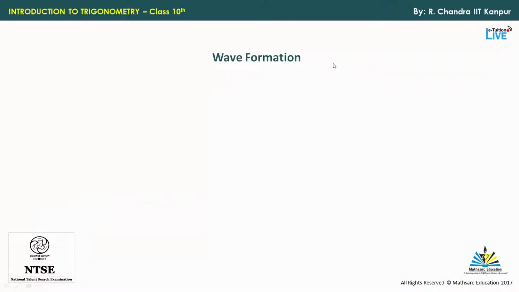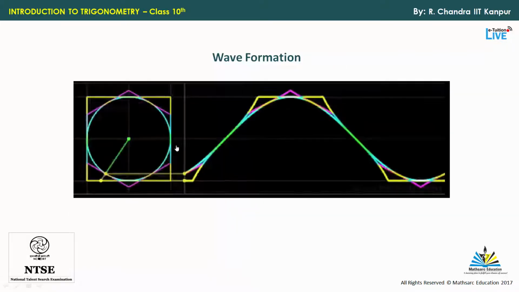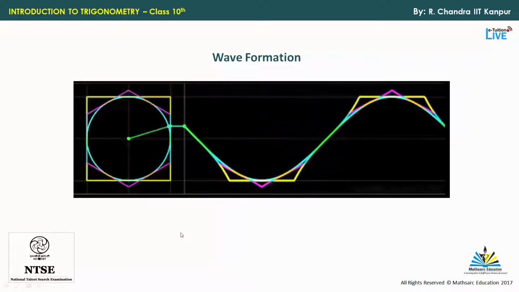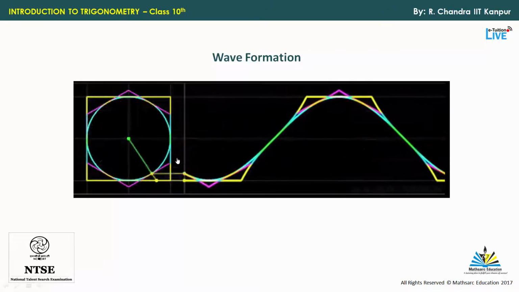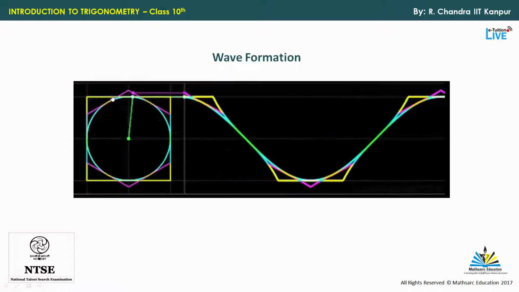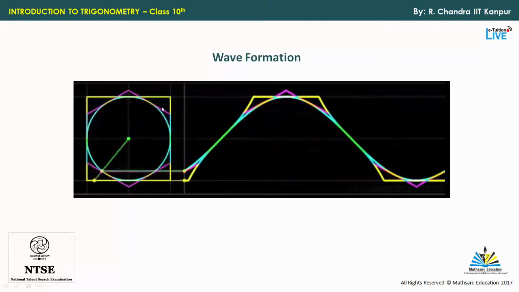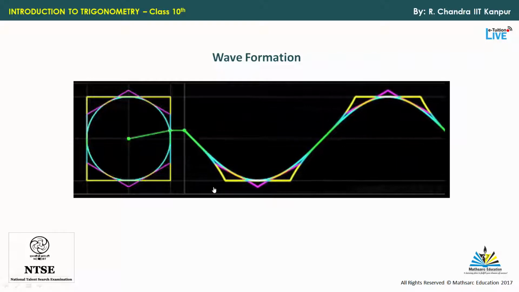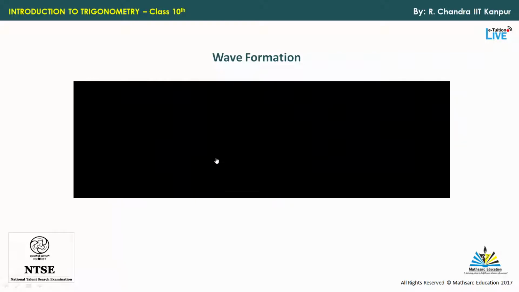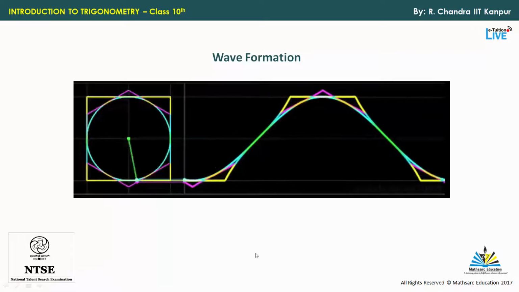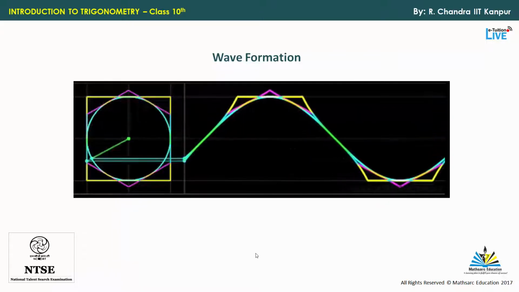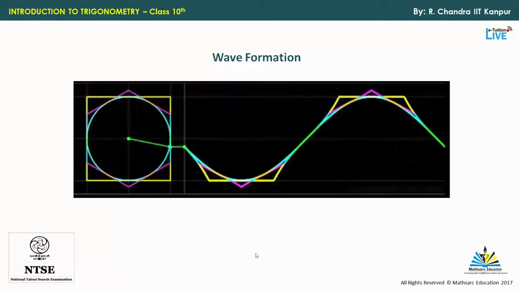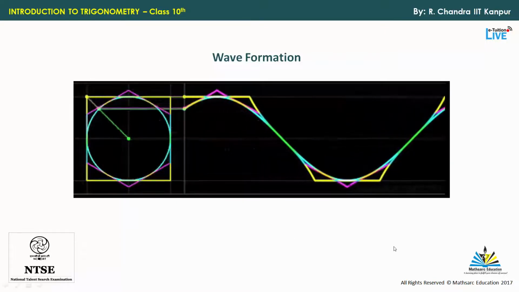Let's move on to the wave formation and see how waves are made. You can see there are three waves that we are making here. One is for a circle, and the second one is a square wave in yellow color, and there are hexagonal waves. You can see these are plotted by the wave plotter. You can watch it again. You can see the wave is propagating here.